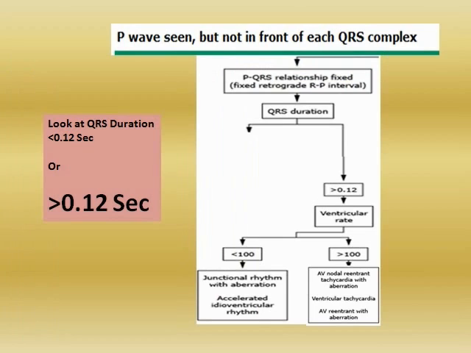Now the second part of the algorithm: P wave seen, not in front of each QRS. PQRS relationship is fixed, that is fixed retrograde RP interval. Here the QRS duration is more than 0.12 second. Again you are looking at the ventricular rate, less than 100 or more than 100. If it is less than 100, it is junctional rhythm with aberration or accelerated idioventricular rhythm. If it is more than 100, it is AV nodal reentrant tachycardia with aberration, ventricular tachycardia or AV reentrant tachycardia with aberration.